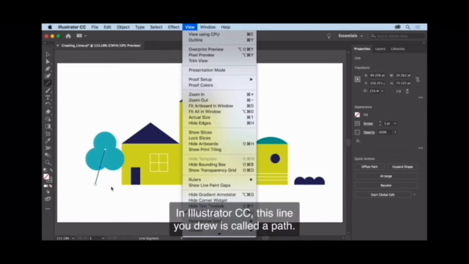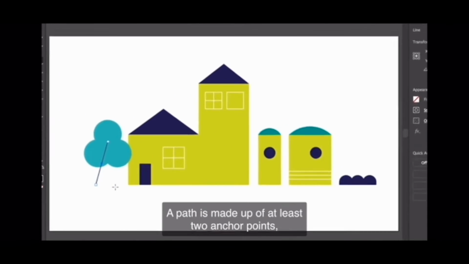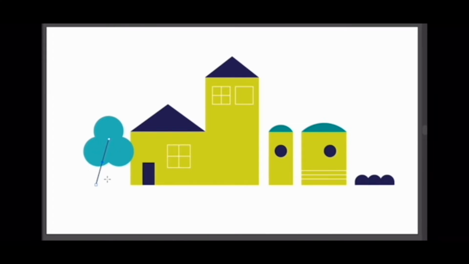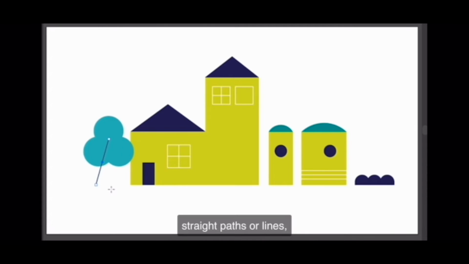In Illustrator, this line you drew is called a path. A path is made up of at least 2 anchor points. You can see them here on the ends of the line, and the line segment connecting those anchor points. You can create all kinds of paths in Illustrator: straight paths or lines, curved paths, or a whole lot more.